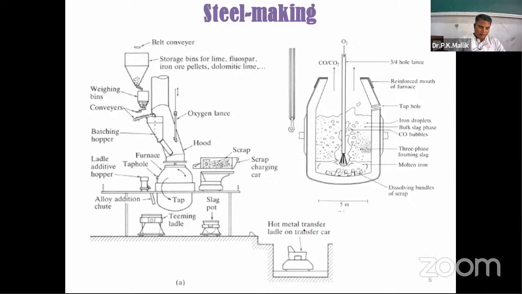Here is one important thing: the rate controlling step. You are supplying the oxygen, and when this oxygen interacts with the carbon present in the melt, it produces heat. The rate limiting step here is oxygen, so the supply of oxygen is important. That is why the steel making process mainly focuses on the supply of oxygen.